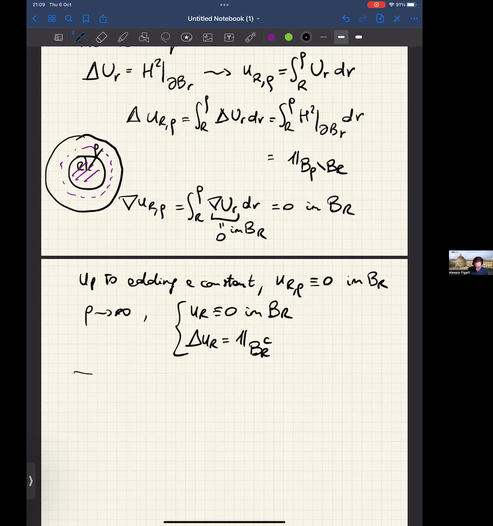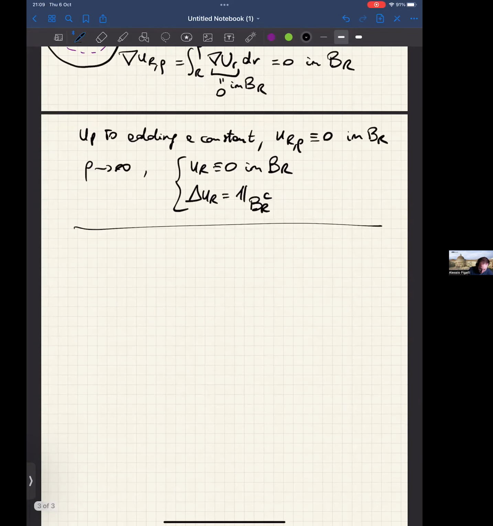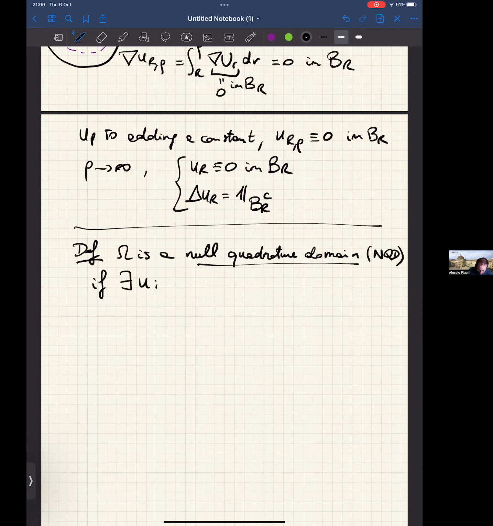So now you can give a definition, which is not the standard definition, but I chose this one for the purpose of the talk. I will say that omega is a null quadrature domain, and I will use the abbreviation NQD, if there exists a function u from R^n into R such that u is identically 0 in omega, and the Laplacian of u is equal to the characteristic function of the complement of omega. Okay, this is not the standard definition, but it's an equivalent definition of what people use for null quadrature domains.